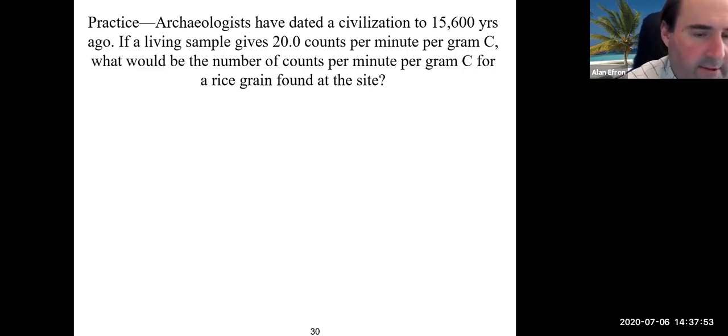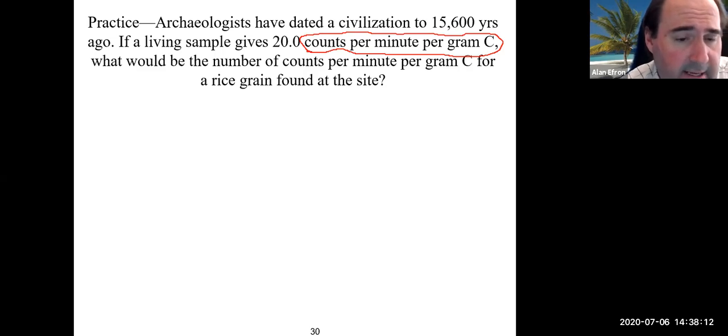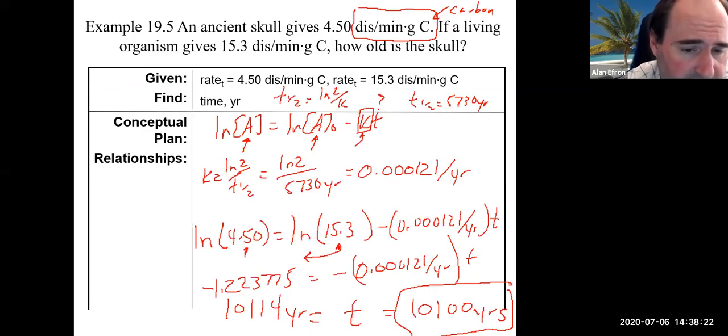Okay, so let's see how we're doing. Same thing that we've been doing. Again, this is just a different unit of radioactive decay. Before we saw disintegrations per minute, counts per minute is another very common one. Counts per minute per gram of carbon is what that C stands for. So that basically tells us that we are using the same 5730 as our half-life, just like we did in our previous problem.